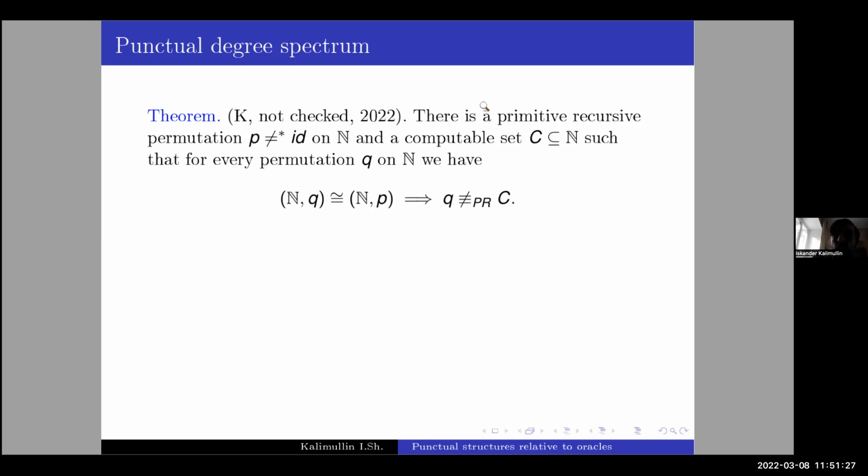But still, this function, this permutation P is primitive recursive. So this structure is punctual. But we cannot make a copy which has the exact degree of C for some computable set C. So it is a strange fact, and in fact, I even do not know how we can improve or study that question. Maybe it is a hard question.